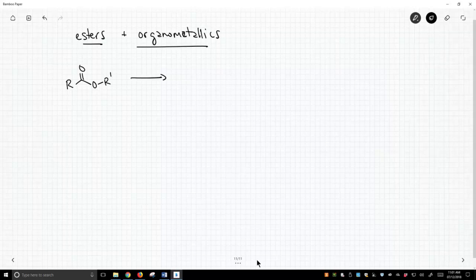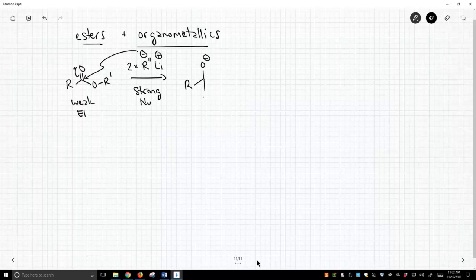Now, as it turns out, we're going to need two equivalents. So 2 times some generic organometallic species. And let's write an organolithium. You can use Grignards here as well. But we're going to react it with an excess of the organometallic reagent. Well, this is a strong nucleophile, and we're going to react it with our weakly electrophilic ester. Bam. Attack.